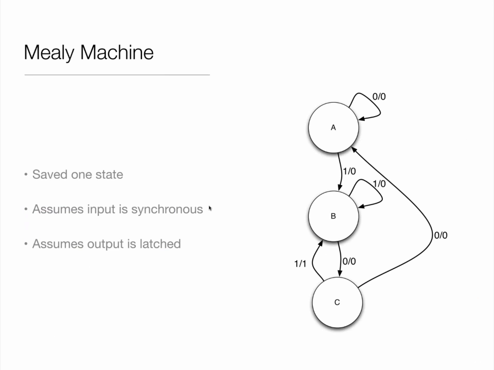Okay, so if we look at state B here, if we see an input of, no, let's look at C. That's more interesting. If we see an input of 0, we go back to A and set the output to 0 immediately. If we see an input of 1, we set the output to 1 immediately and the state to B on the next clock.